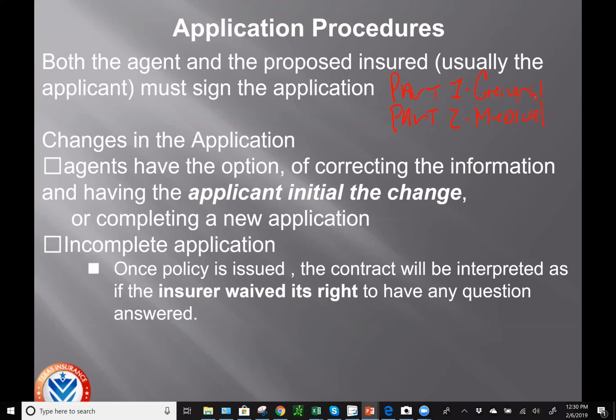All right, as far as an application goes, there has to be at least 2 signatures on an application, the agent and the proposed insured. Now, possibly 3 if there's third-party ownership.